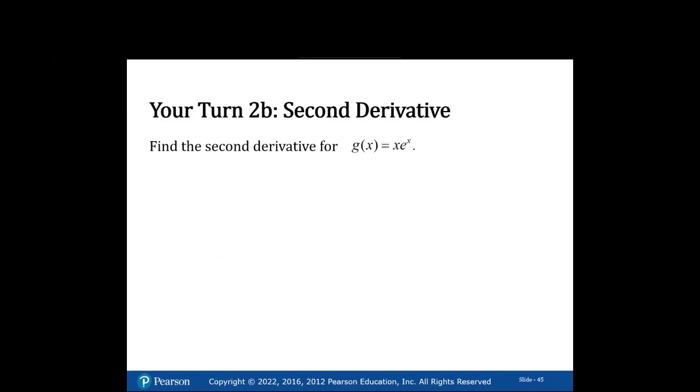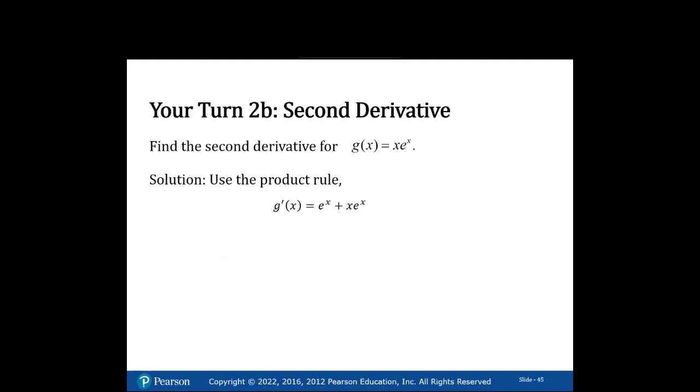So here's another one. We're going to find this second derivative, but now we don't need the chain rule, we just need the product rule. So take the first derivative using the product rule. F prime is just 1. So we get 1 times e to the x plus f, which is x. And e to the x is just its own derivative, so it just stays there.